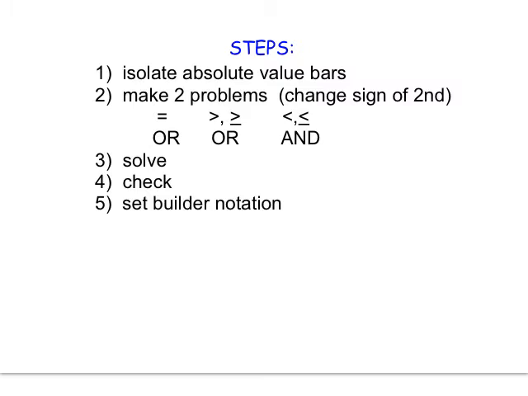So you should remember the steps that I gave you when we solved absolute value equations. Step 1, we have to isolate the absolute value bars. In step 2, we have to make two problems, where we're changing the sign after the equal sign in the second problem. Step 3, we have to solve. Step 4, we check. And step 5, we write our answer in set builder notation. So let's just review what we've already learned.